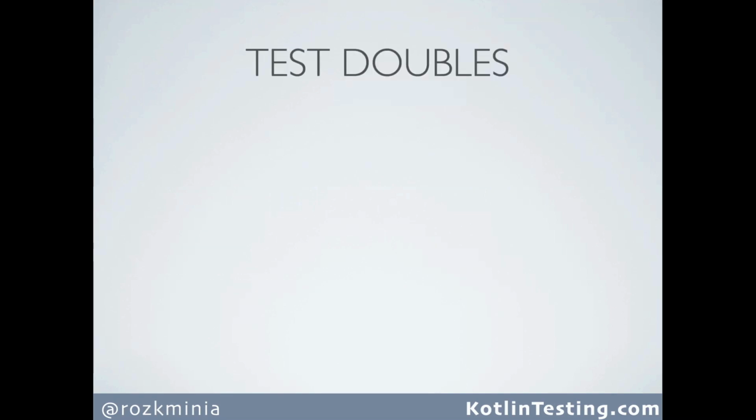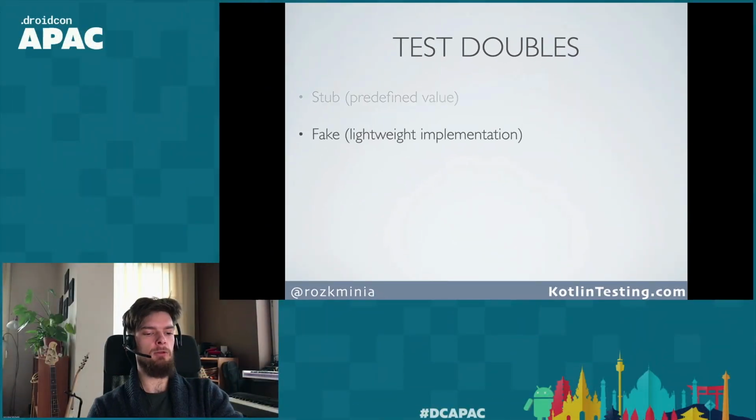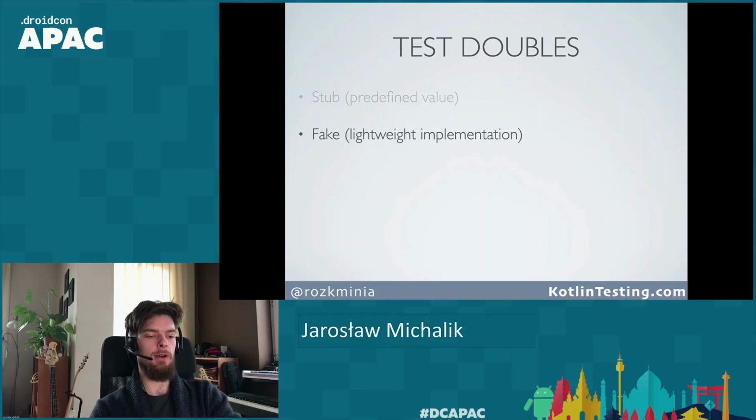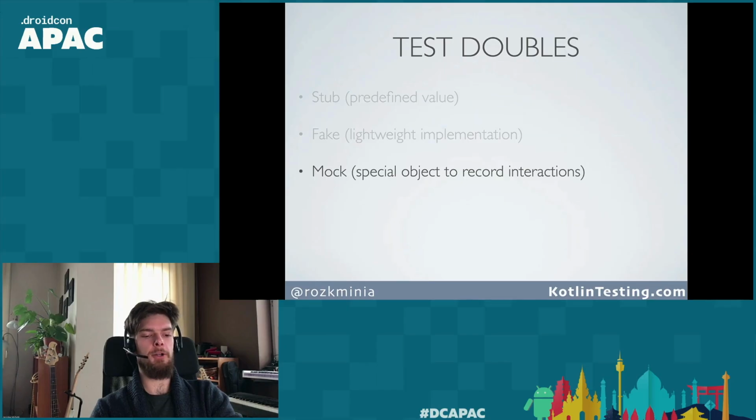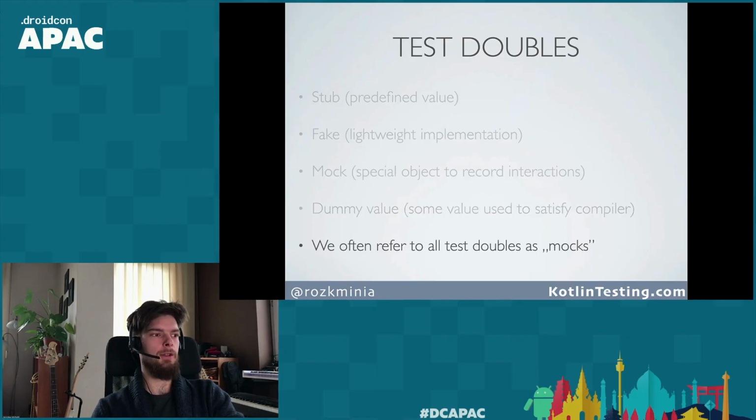So now we are ready to distinguish some kinds of test doubles. We have stub, which will be used to return predefined value. We have fake, where we would create some lightweight implementation for our dependency. We have mock, where we would be storing information about its interactions. And we have dummy value, some property we pass to unit test just to satisfy compiler, but we won't take care of it. And it's good to remember that we often call all test doubles mocks.